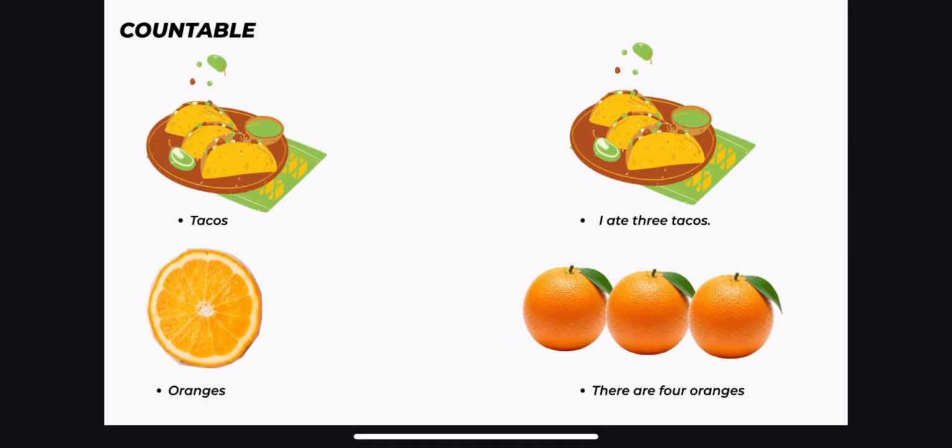These are tacos and oranges. They are also countable nouns. For example, I ate three tacos and there are four oranges.